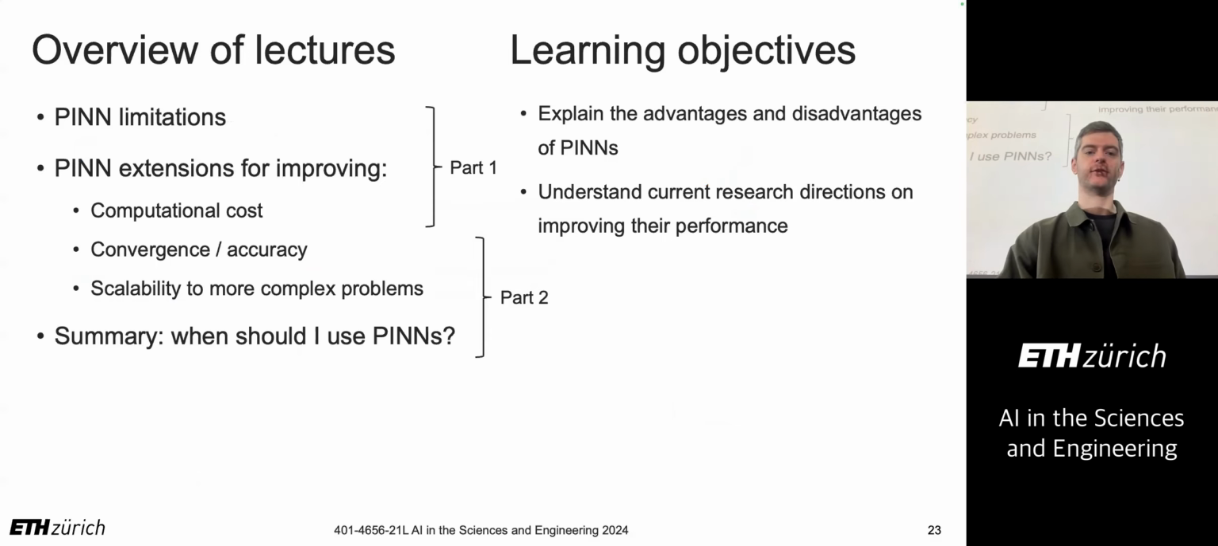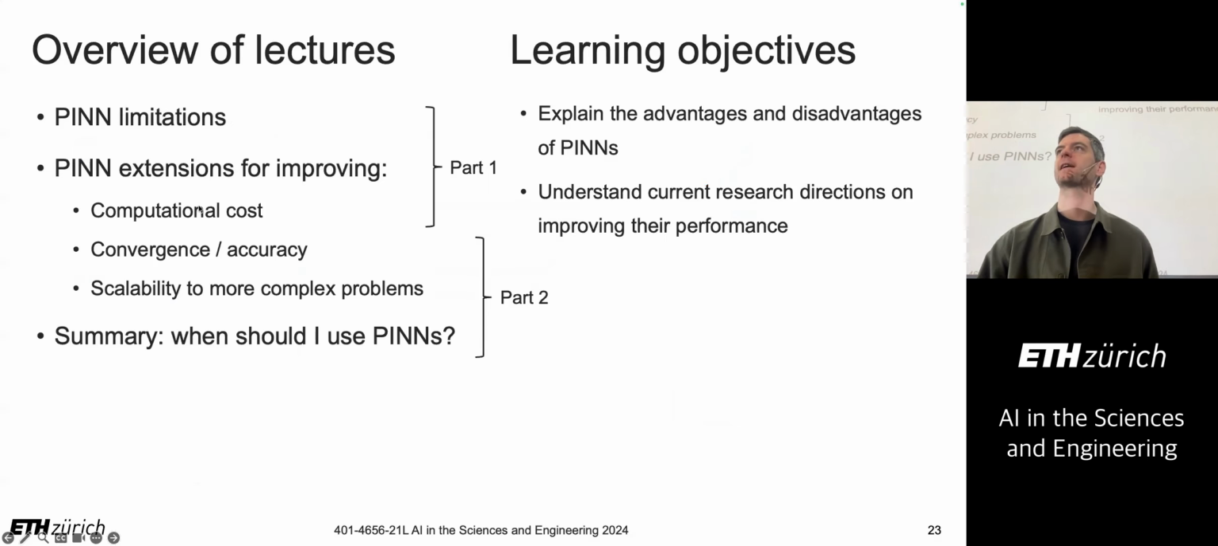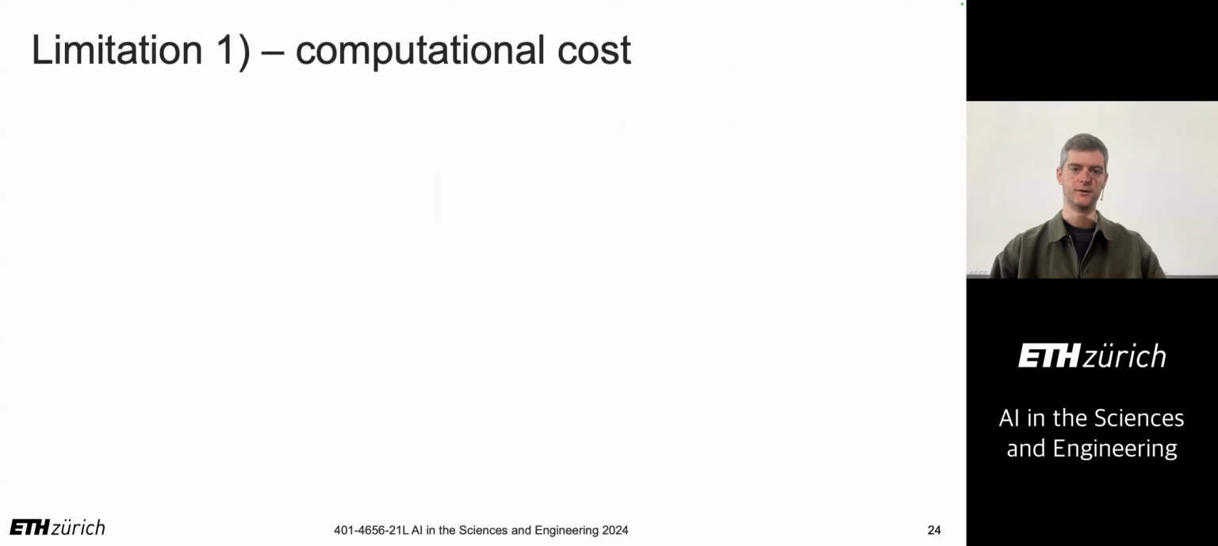So I'm going to move on to talk about extensions for improving the computational cost, and that's going to be the rest of this lecture. Next lecture, I'll talk about those other 2 limitations, the convergence and the scalability to more complex problems. Okay, so computational cost, how can we improve this?